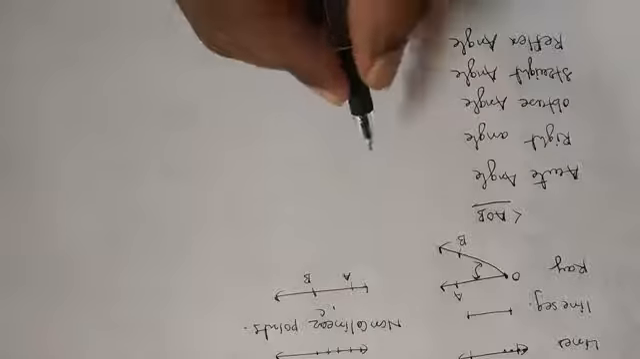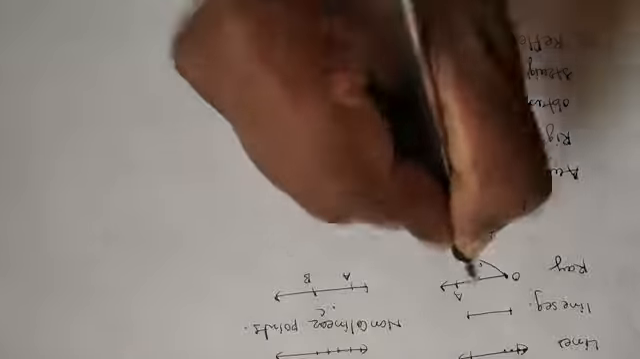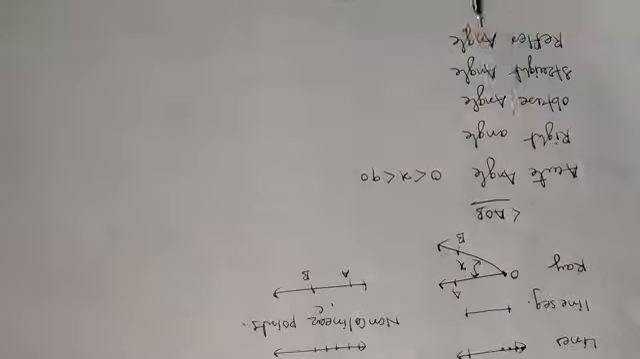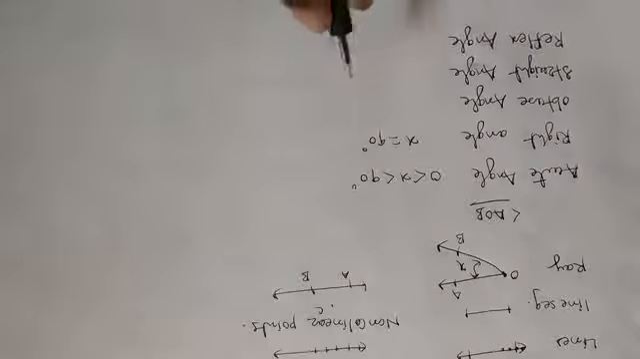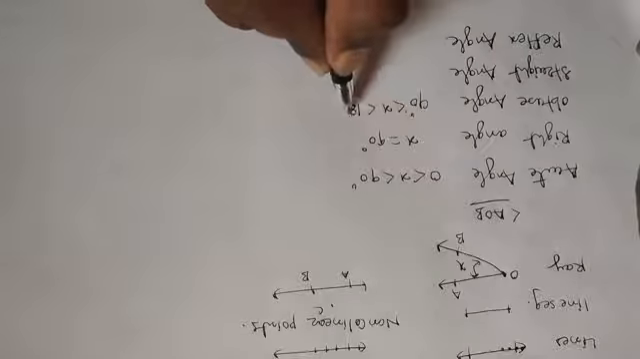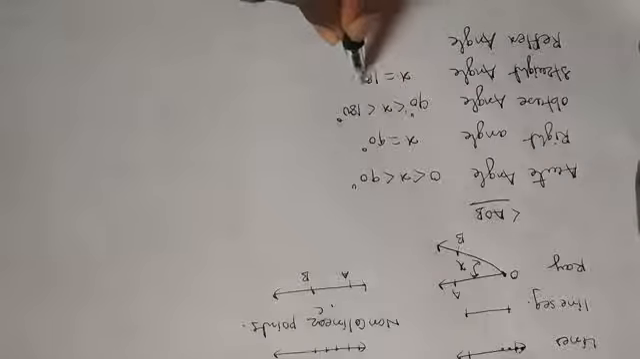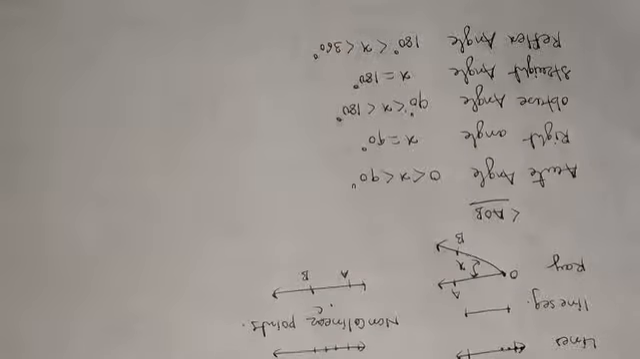So what is an acute angle? Suppose this is angle X. An angle which is greater than 0 and less than 90 is called an acute angle. A right angle is an angle equal to 90 degrees. An obtuse angle is greater than 90 and less than 180. A straight angle is when X equals 180 degrees; that angle is called a straight angle. A reflex angle is an angle greater than 180 and less than 360.